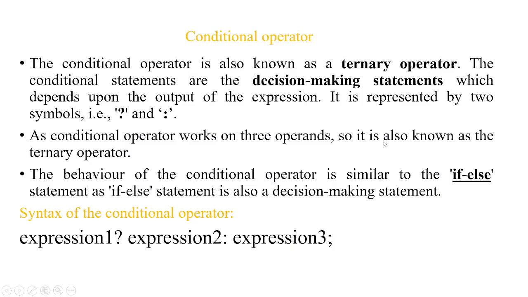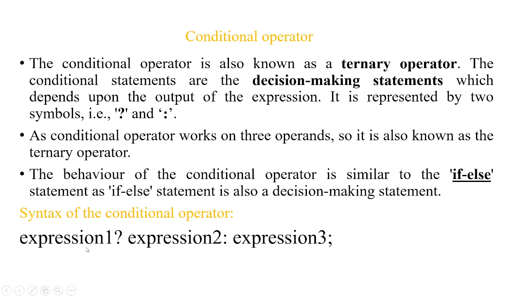Let us move to the conditional operator, which we call the ternary operator. The symbol that we use is question mark and colon. The syntax goes this way: expression 1, question mark. That is, expression 1 is evaluated, that is, a condition is evaluated.